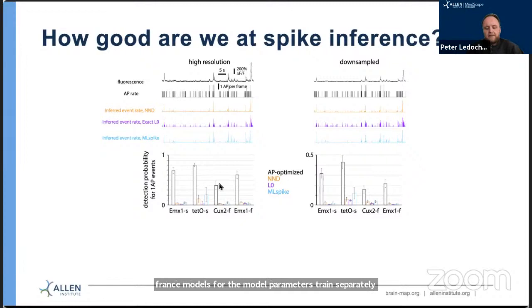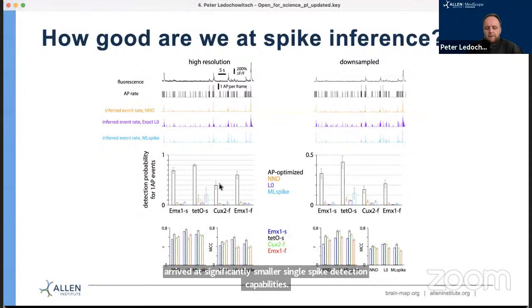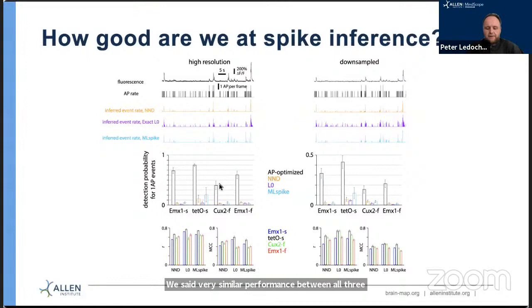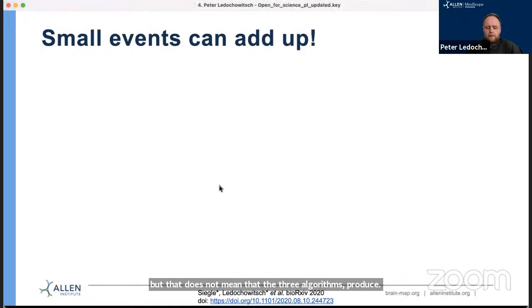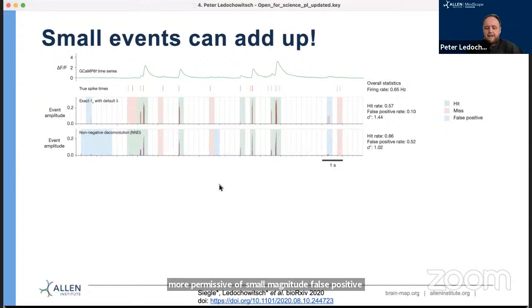single spike detection probabilities. We saw very similar performance between all three algorithms when quantified by Pearson's correlation between event magnitudes and binned ground truth firing rates. But that does not mean that the three algorithms produce identical outputs. In fact, non-negative deconvolution, for instance, is more permissive of small magnitude false positive events than, say, the exact zero algorithm with our default regularization constraints.